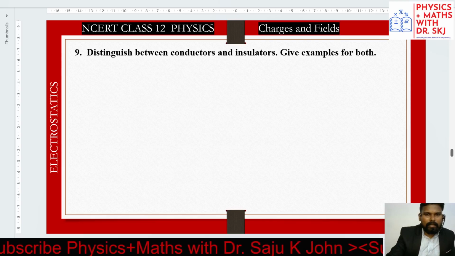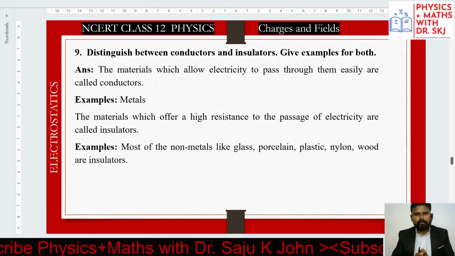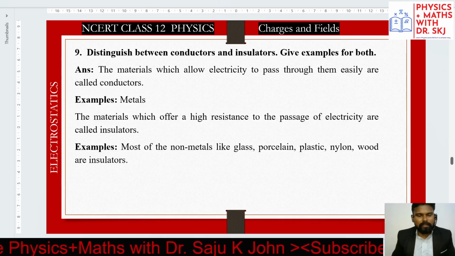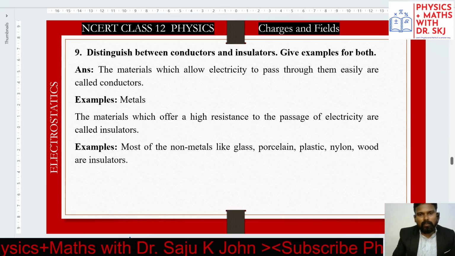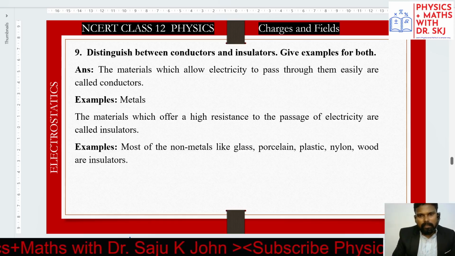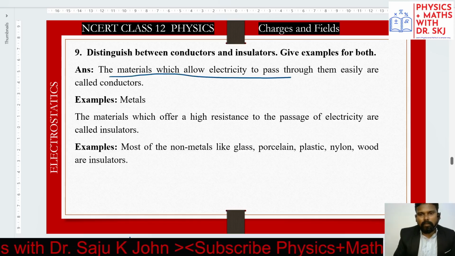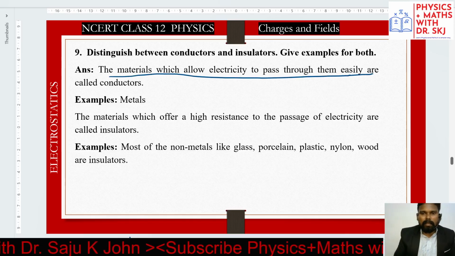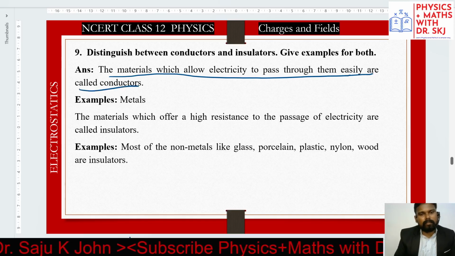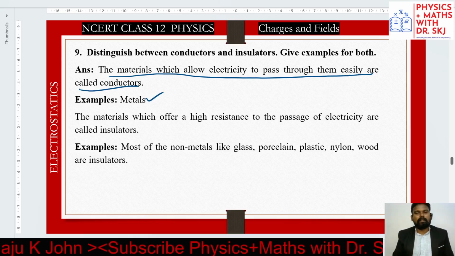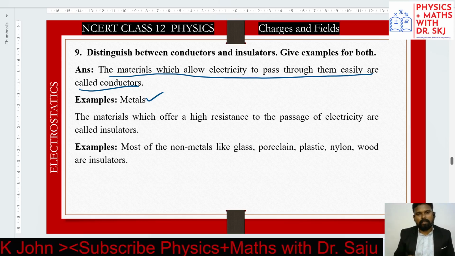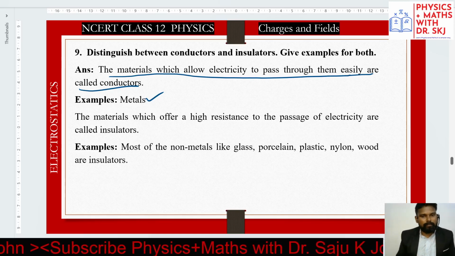So what are conductors and insulators? Anyway, I am telling some definitions. The materials which allow the passage of electricity through them easily are called conductors. Examples: metals, aluminium, gold, silver, copper.